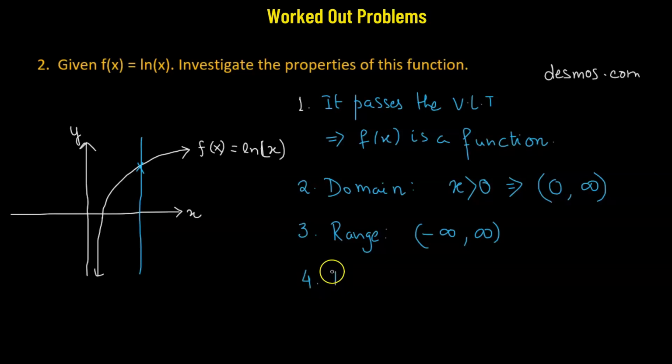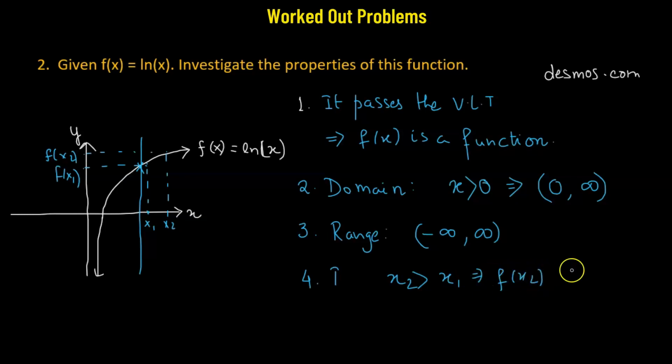Next, number 4, we'll check whether it is an increasing or a decreasing function. All we have to do is take 2 points x1 and x2 and find their corresponding values on the y-axis. This will give us f of x1, and for x2 we'll have the corresponding value f of x2. Since x2 is greater than x1, this implies that f of x2 is also greater than f of x1. So here we can say our function f of x is increasing.